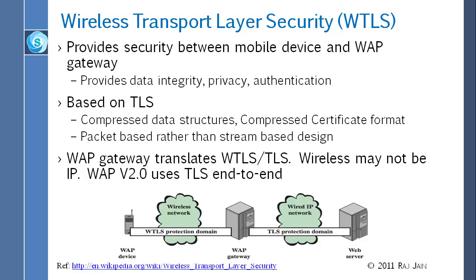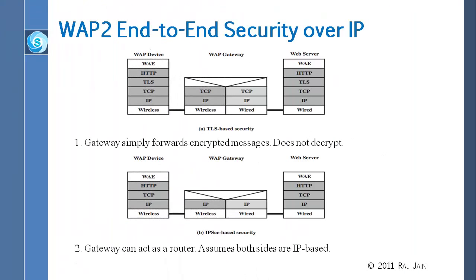Now WAP version 2. WAP version 2 is IP end-to-end and therefore TLS end-to-end. In WAP version 2, you don't need WTLS. Yeah, this is WAP version 2, WAP 2. I will go back to the previous slide in a minute. But basically, when there is IP end-to-end, then you don't need WTLS. Then you can just do straightforward HTTP, TLS, TCP/IP, even in the device.